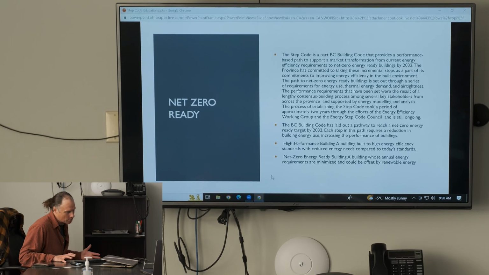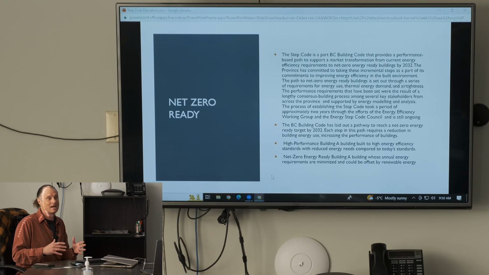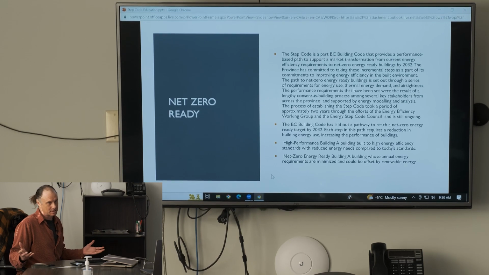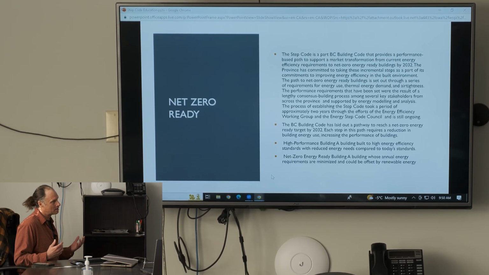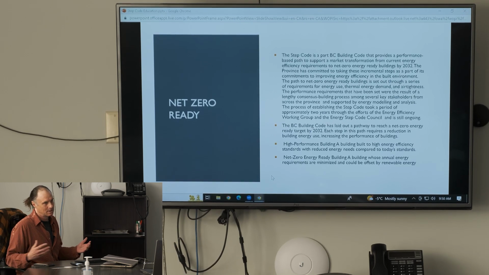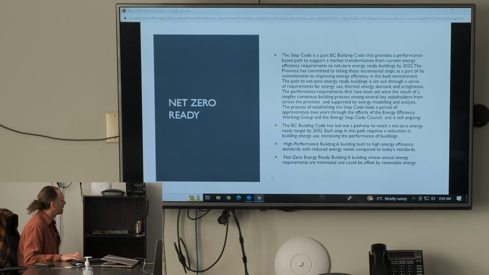Of course, net zero ready is a little bit different than actual net zero. Net zero, that's a house that's producing as much energy as it consumes. And a lot of times you're going to see renewable energy being used to get to that goal.